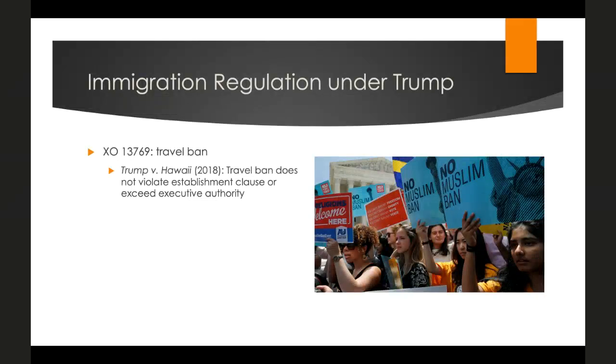Now, this was challenged in a series of court cases, but eventually the Supreme Court in 2018 decided in Trump v. Hawaii that this executive order did not violate either the statutory authority given to the executive branch under the Immigration and Nationality Act or the Establishment Clause of the Constitution.